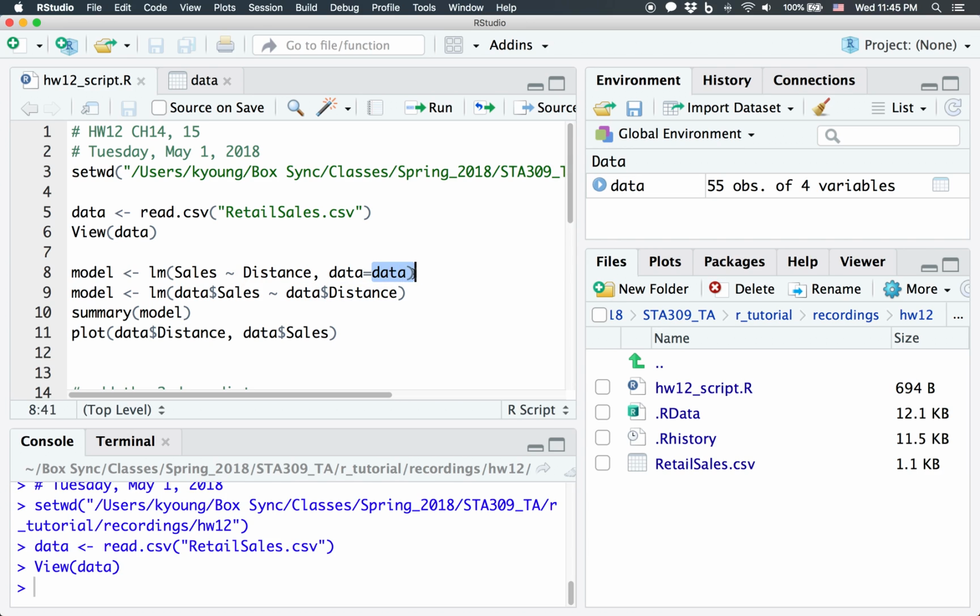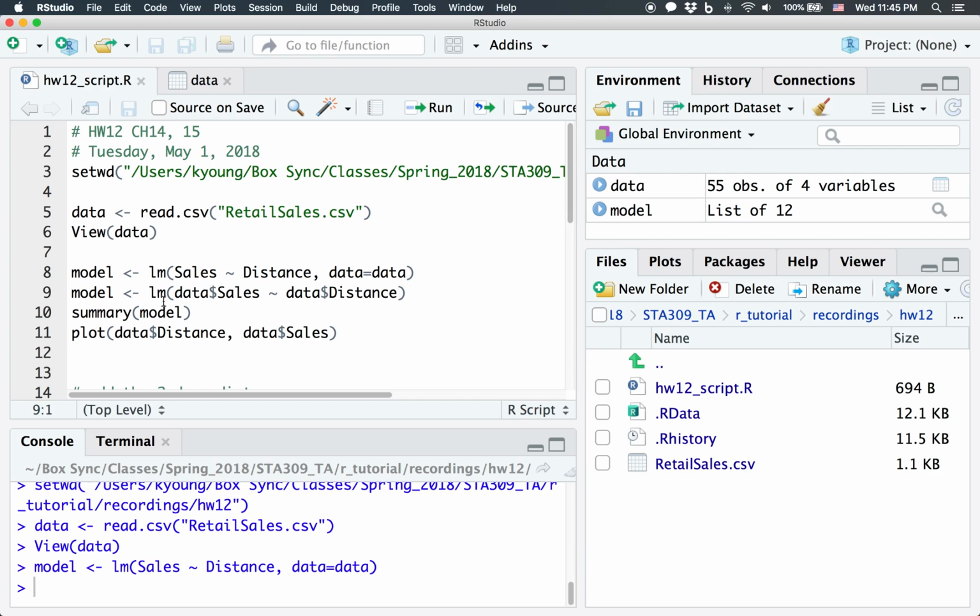And we are using the data as our data. This command and this command are the same. So instead of specifying this way, I'm specifying the y variable as data$sales and the x variable as data$distance. Okay, so I'm going to run this, and then I'm going to run the summary of our model.